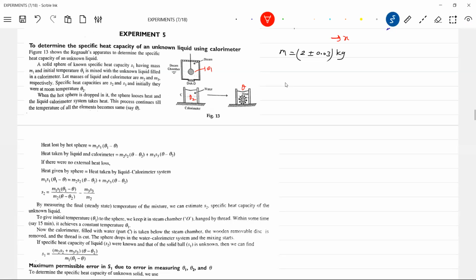What we have: M1, no? M1 is mass of this. M2 and M3. Let mass of liquid and calorimeter be... Okay, this is M2.